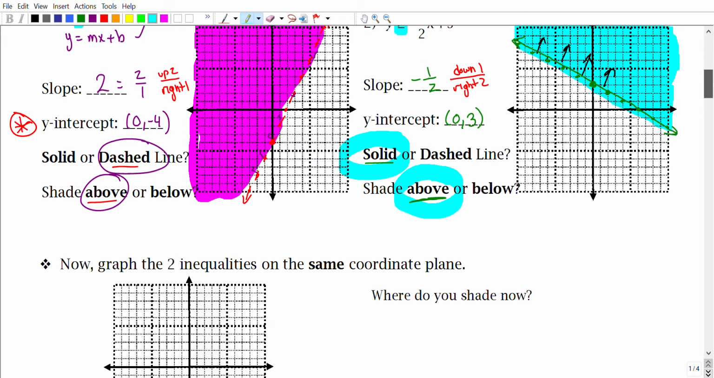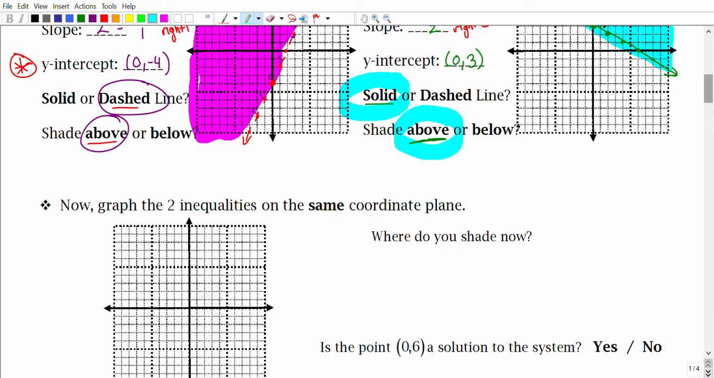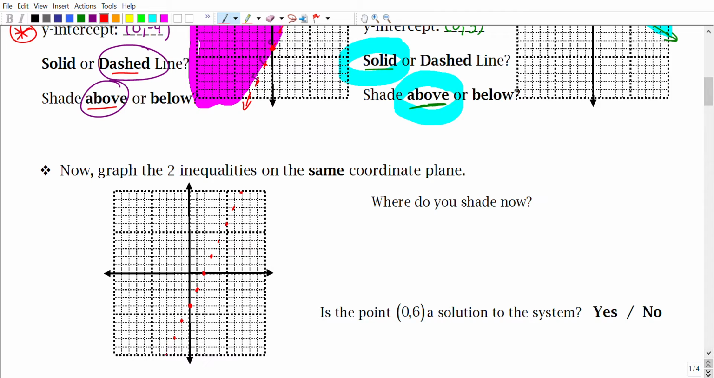So I'm going to go ahead and graph that first one that I did in red. Let me go ahead and do that. So this one was, whoops, this was a y-intercept of (0, -4). My slope was 2 over 1. Okay. All right, so let me go ahead and draw my dashed line through those points.